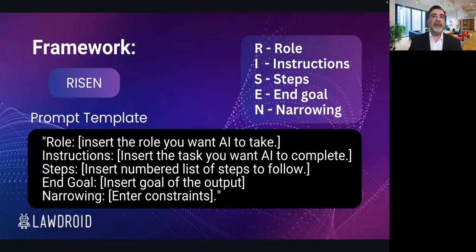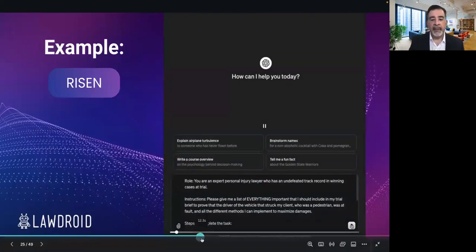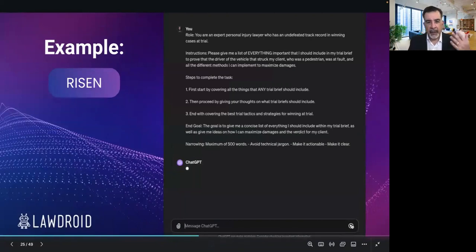And narrowing, this is particularly interesting because you can give it this role, ask it what to do, and have it break down how it's going to get there. But then additionally, you want to give it a specific requirement, like it has to be under 500 words, or it can't be more than one paragraph, or whatever that restriction is that you want to place on it. Now, let's look at an example, and this one is longer and more involved.